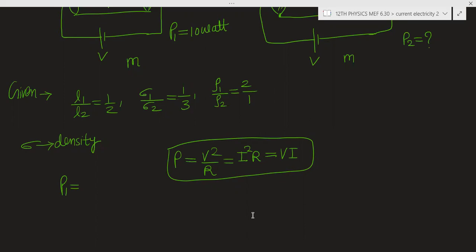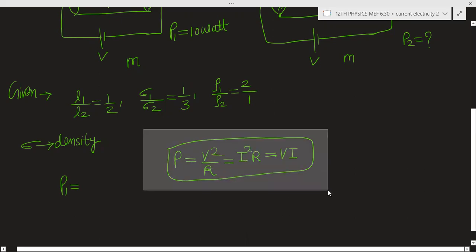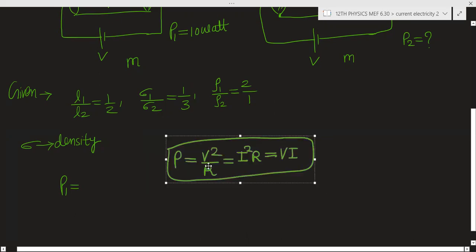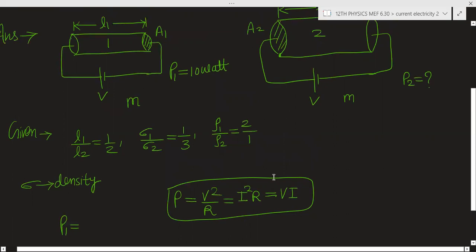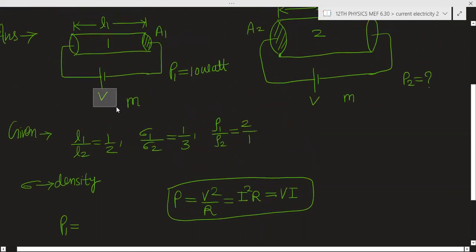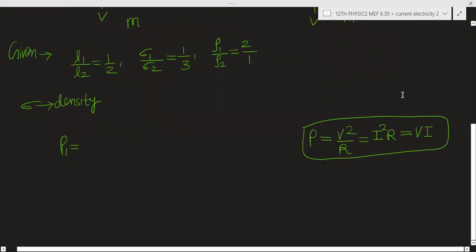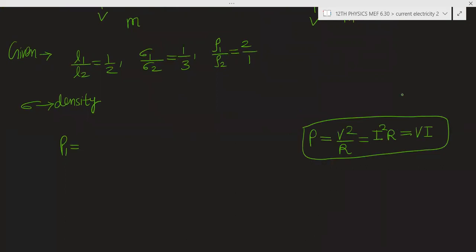No problem. V square by R. Yes, this. And Nawal? I square R. Okay. Actually, we can apply all these formulas, but I will apply this V square by R. Why? Because you can see the voltage is the same. You will get to know why I have applied this.